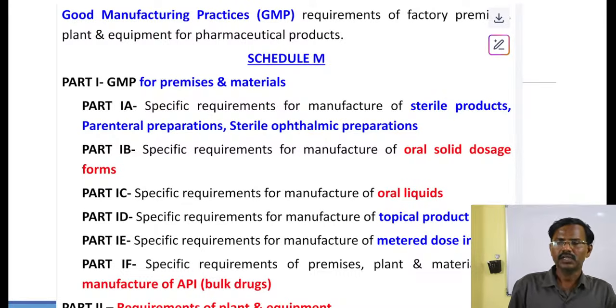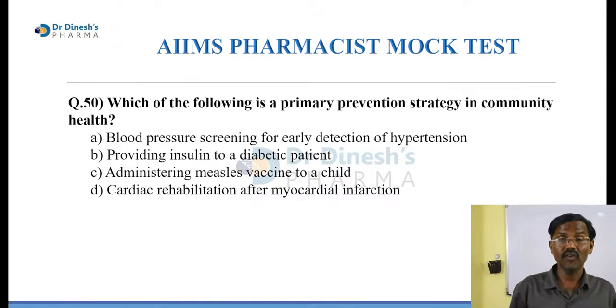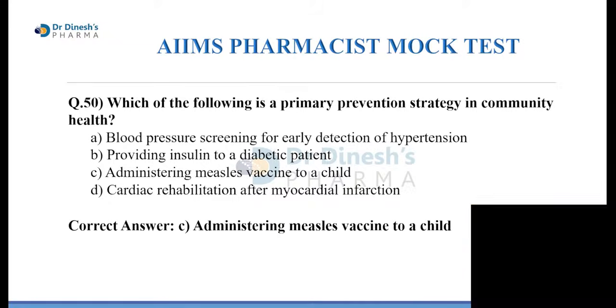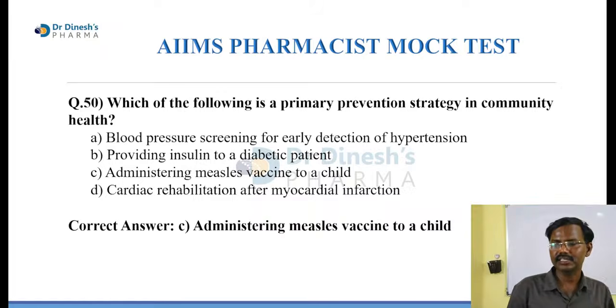Next question. Which of the following is a primary prevention strategy in community health? These community health questions are very common and general, but by looking at the options you can eliminate. Blood pressure screening for early detection of hypertension, providing insulin to a diabetic patient, measles vaccine to a child.